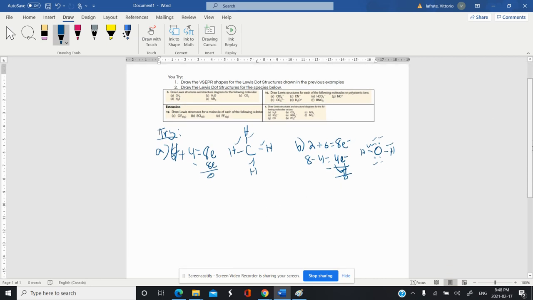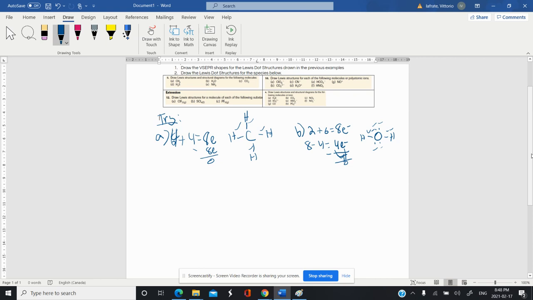Keep in mind this is not the VSEPR shape. This is just the Lewis dot structure, so the shape might not exactly match. You'd have to go and find the shape out afterwards using your VSEPR table.